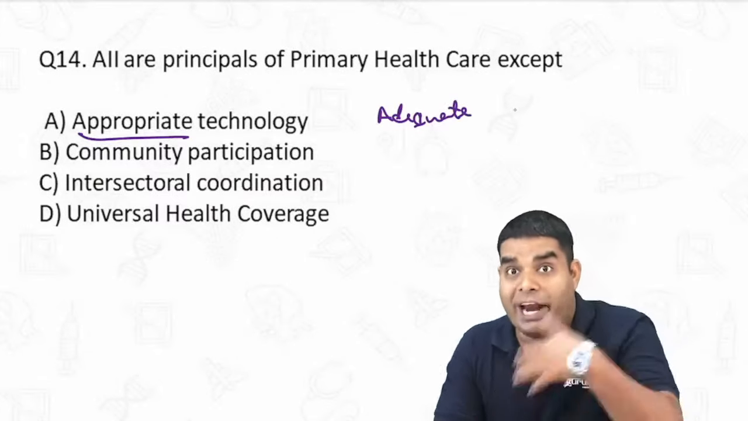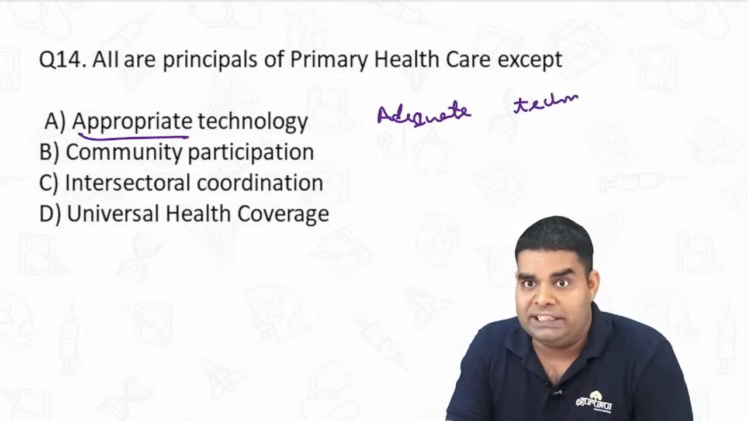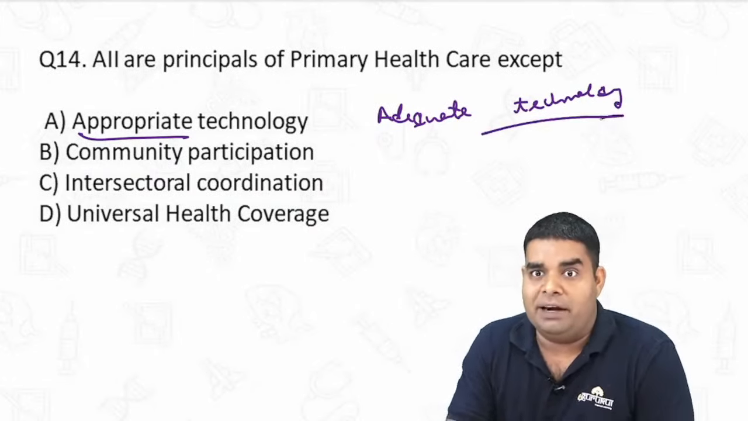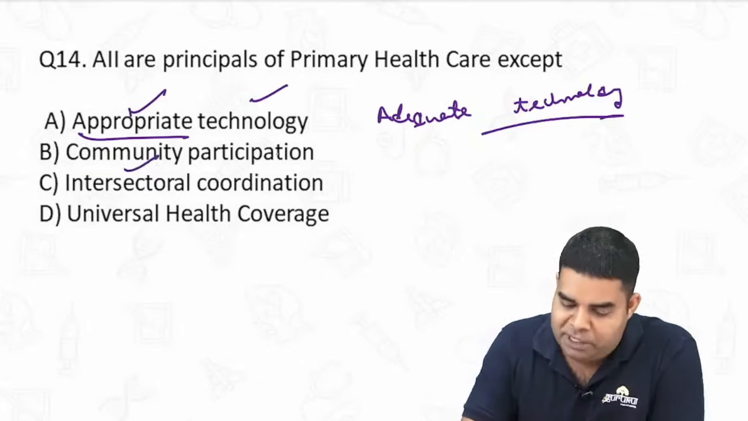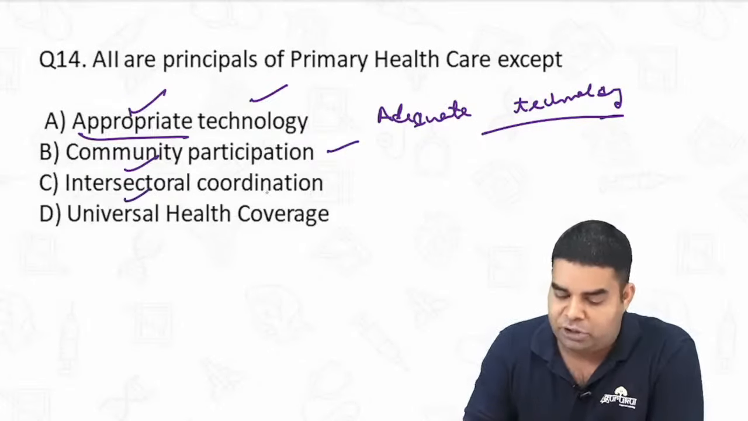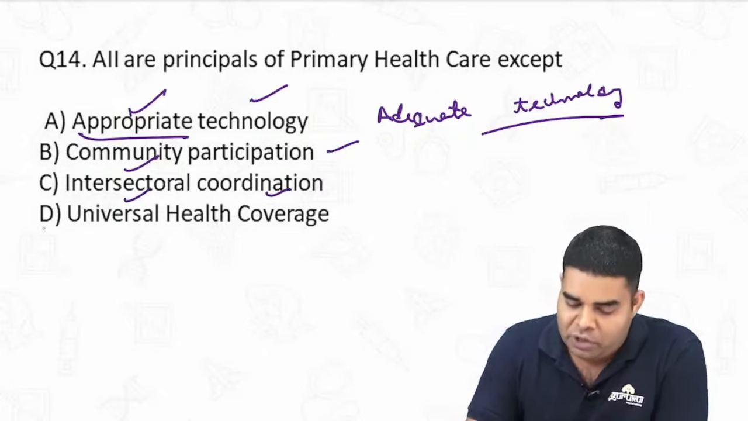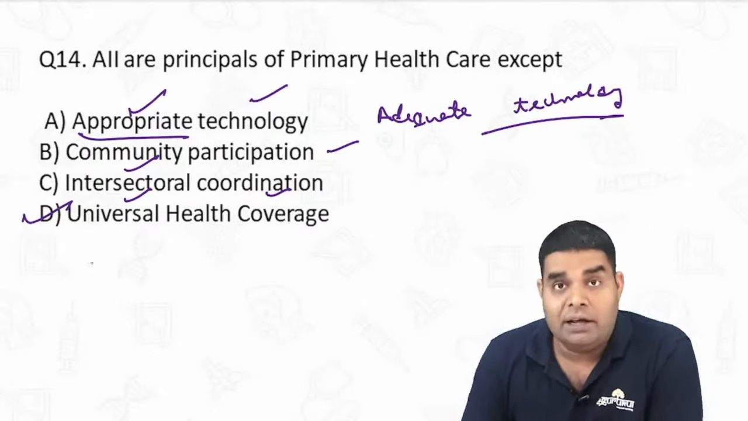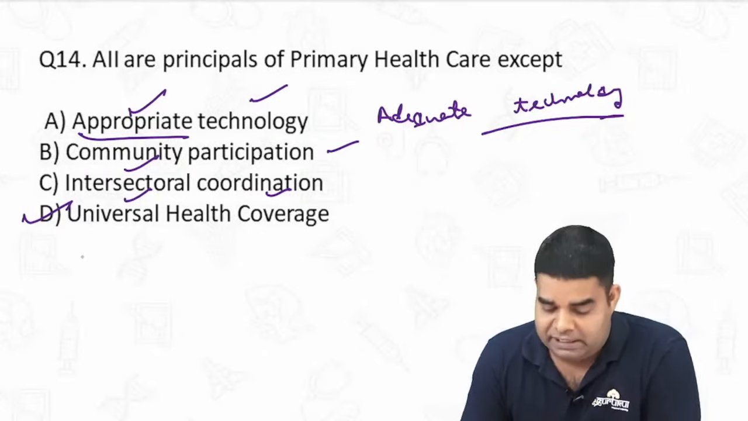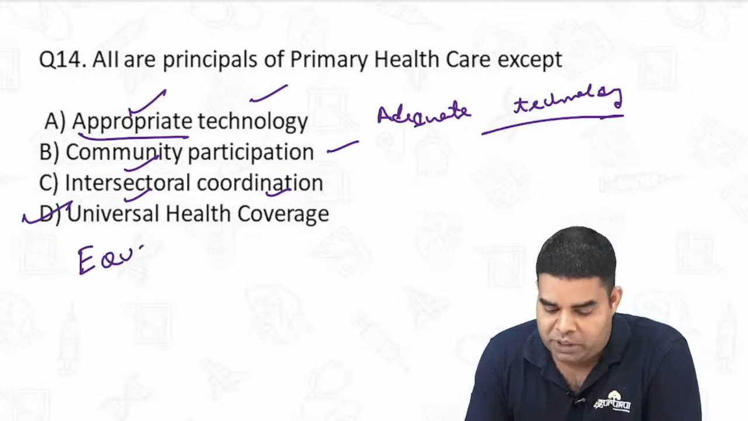So that was the wrong answer, because adequate technology is not the pillar. It is appropriate technology which is the pillar. Community participation is the second pillar, of course. Intersectoral coordination is the third pillar. Universal health coverage is not a pillar. Of course, the fourth pillar for primary health center is equitable distribution.